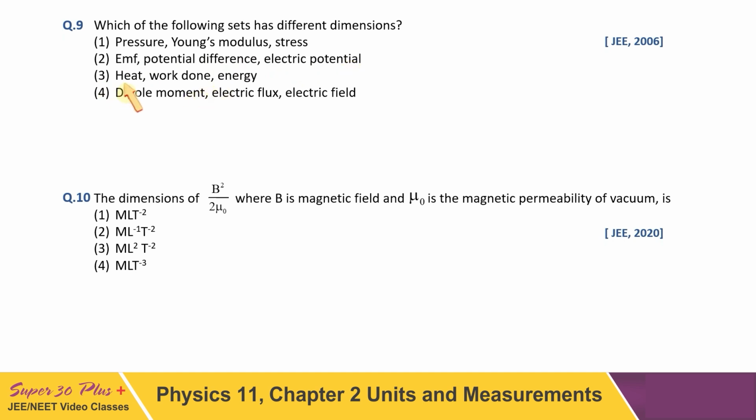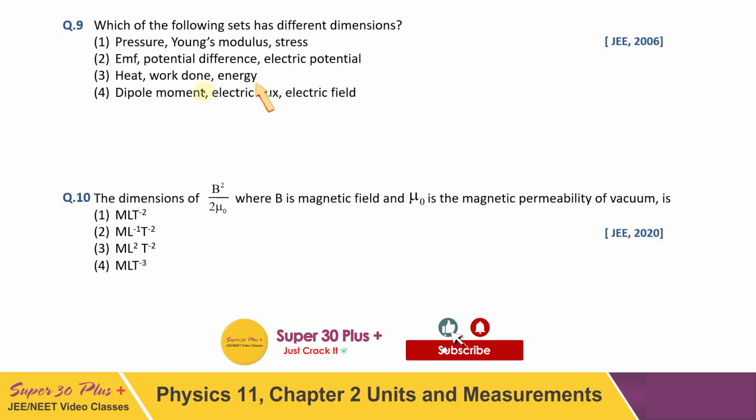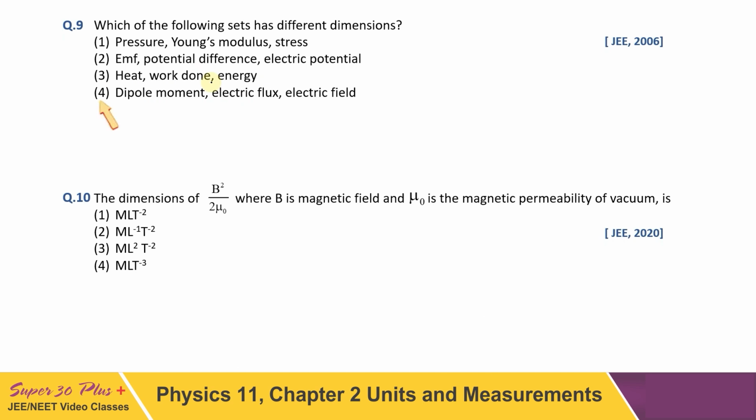Come to the third option, heat, work and energy. As you all know, heat and work are interchangeable. They are dimensionally the same quantity. So third is also dimensionally the same. Now come to fourth. This is dipole moment, electric flux and electric field. From here itself you can check, because what is electric flux? Electric field multiplied with area. So these two cannot have the same dimension. So from here we can say that this set has different dimensions.